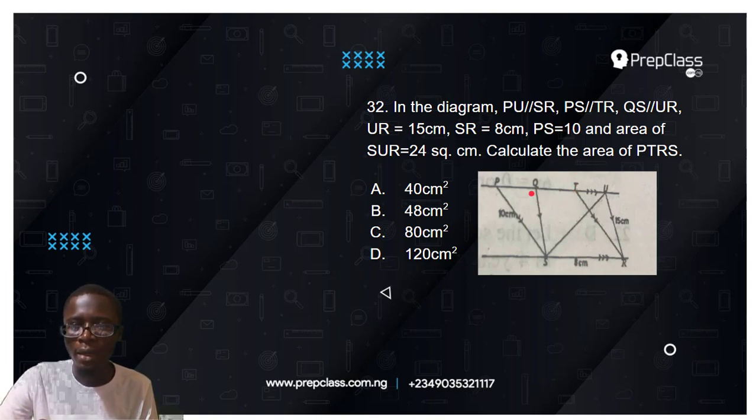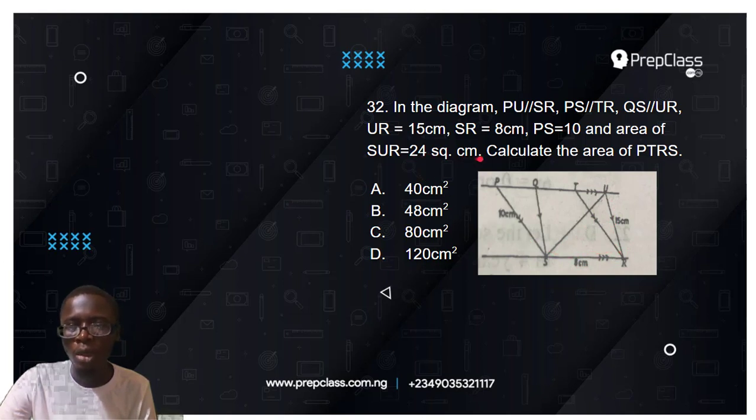Now, PS is parallel to TR. And then we have QS is parallel to UR. So we were told that UR is 15 centimeter, SR is 8 centimeter, and PS is 10 centimeter. And that the area of this triangle SUR is given as 24. This triangle here, this one right here, is given as 24.